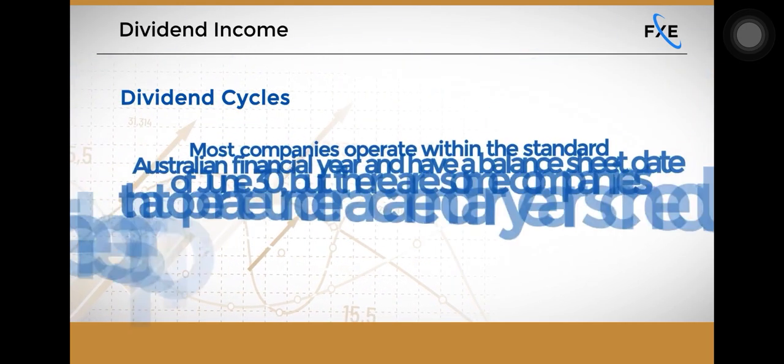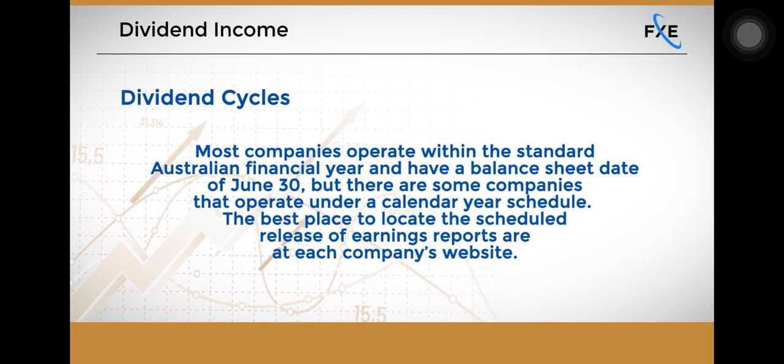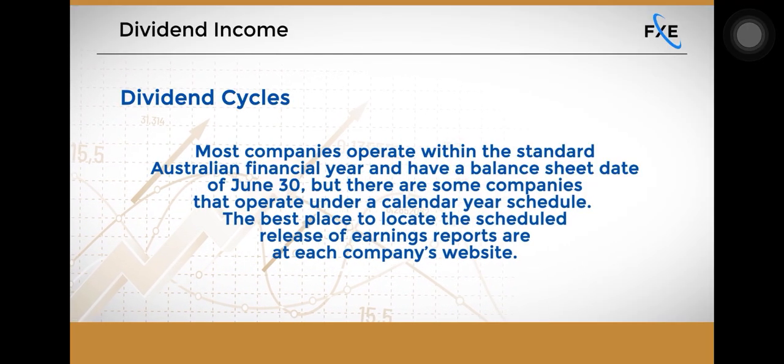Most companies operate within the standard Australian financial year and have a balance sheet date of 30 June, but there are some companies that operate under a calendar year schedule. The best place to locate the scheduled releases of earnings reports are at each company's website.